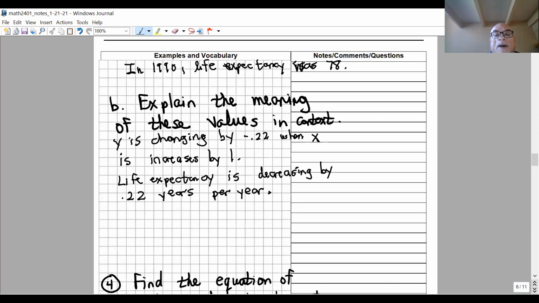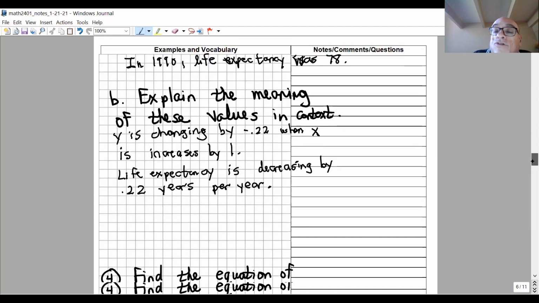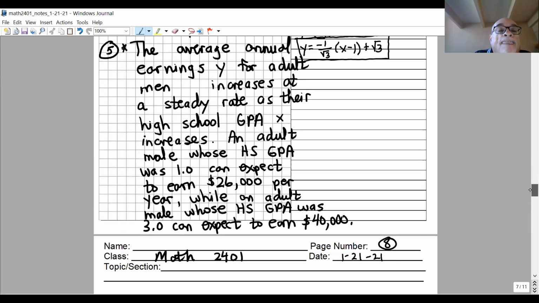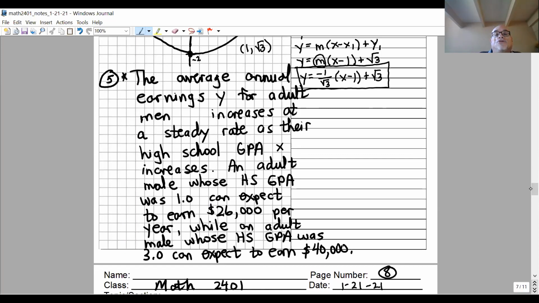Okay, so life expectancy of these female high school dropouts is decreasing by 0.22 years per year. So each year that goes by, the life expectancy was falling by 0.22. We'd like to change that trend, but that's the trend that's currently in effect. So there's a quick explanation of how you interpret slope.